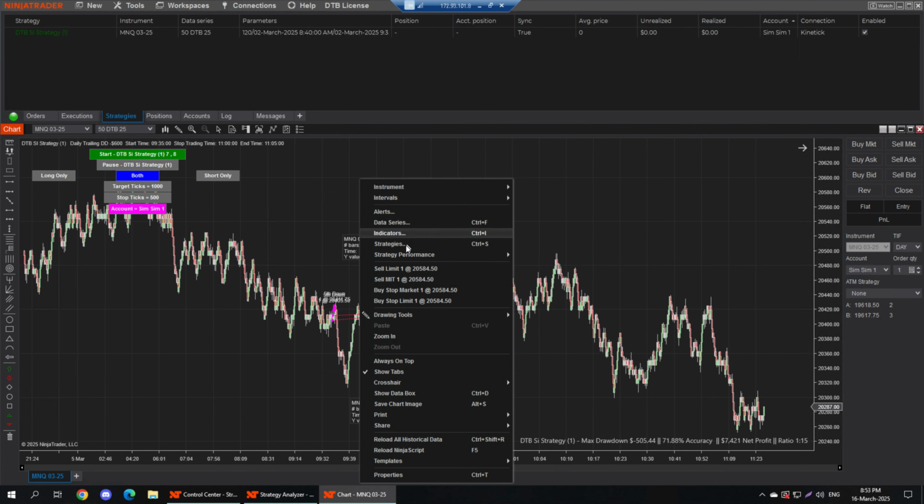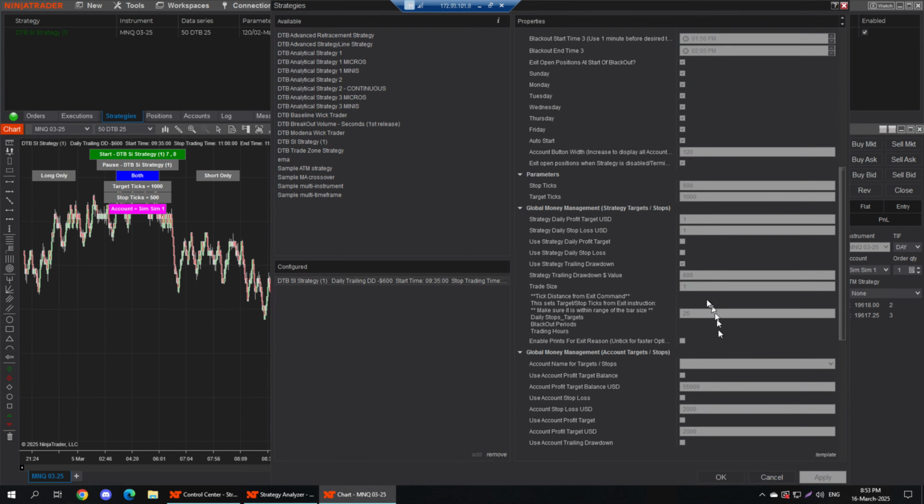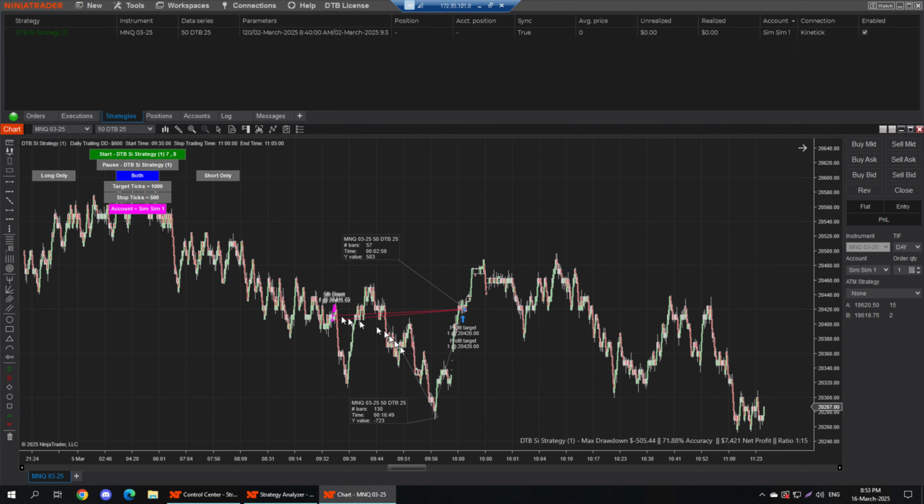So if we look at our strategy and our trailing drawdown, you'll see it's got a strategy trailing drawdown of $600. So as soon as the price retraces 600 ticks against a position, it's going to exit that position. And that's what happened over there. You see? Down, and then it retraced 600, boom, exit.